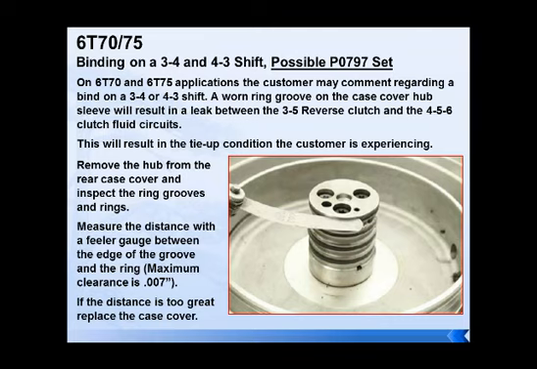I was at a shop here the other day that had 5 of these transmissions apart at the same time. So bottom line is, this is an area that you do not want to ignore when you have a 6T70, 75, or 80 transmission apart. So specification, 0.007 of an inch. If you can get a 0.007 in there, you're probably going to want to replace that hub.